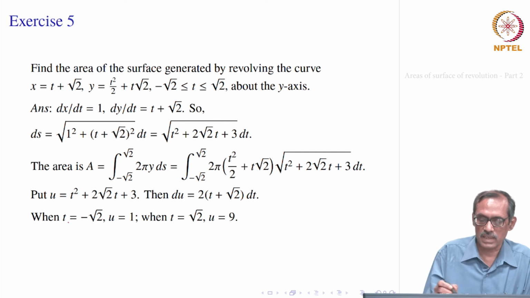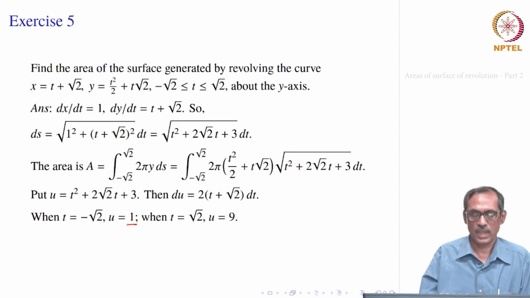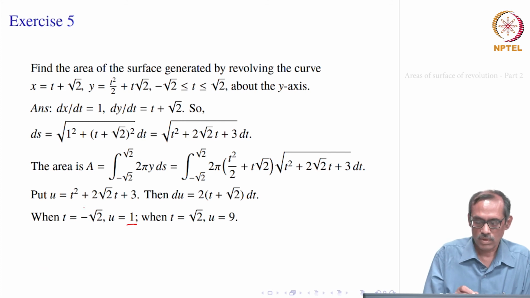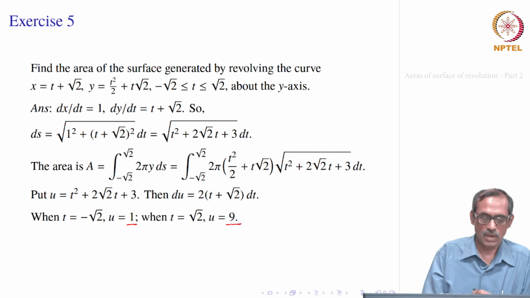So, we must get the limits. When t equal to minus root 2, substitute minus root 2 in the expression for u, you get 2 minus 4 root 2 plus 3, right? Then for t equal to root 2, root 2 into root 2 gives 2, so 4. So, that gives 2 plus 4 minus 4 into 3 plus 3, so that gives you 1. So, at t equal to minus root 2, u becomes 1. When t equal to root 2, all of them are plus, so it is 2 plus 4 plus 3, that gives you 9. So, the limits for u are known to be 1 and 9 now.